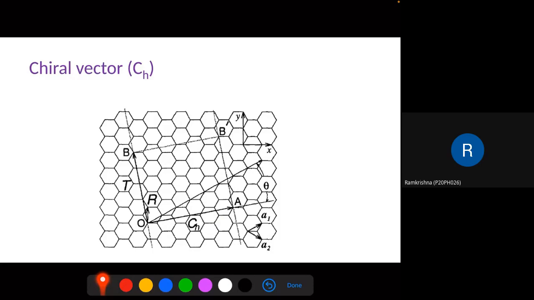okay. And it contains more than one unit cell, in terms of more than one hexagonal unit cell. So you can have several hexagonal unit cells within this rectangular block which we have defined.